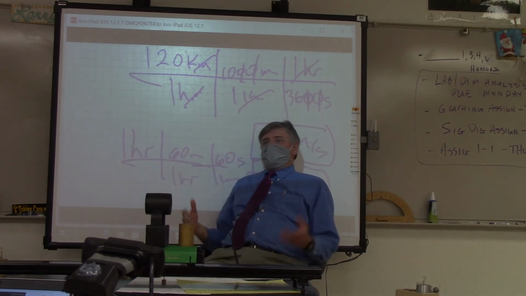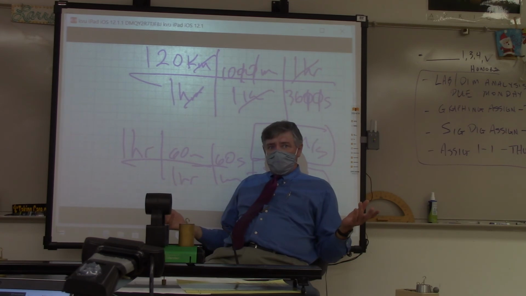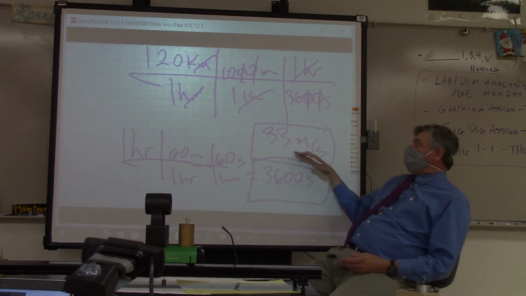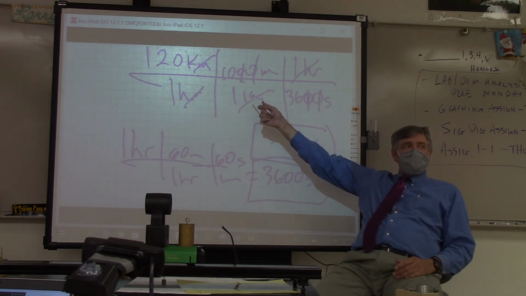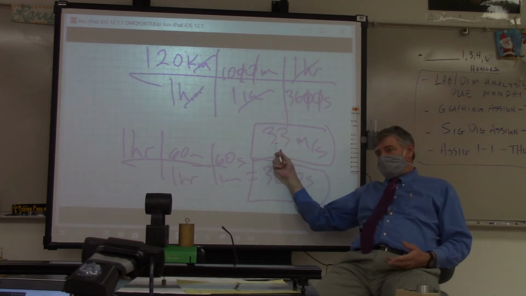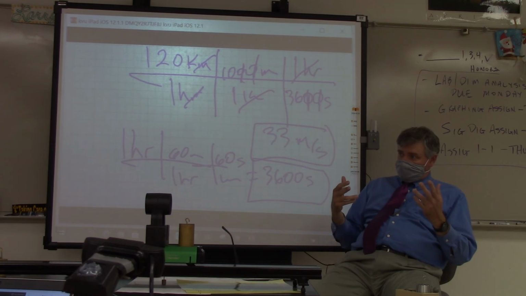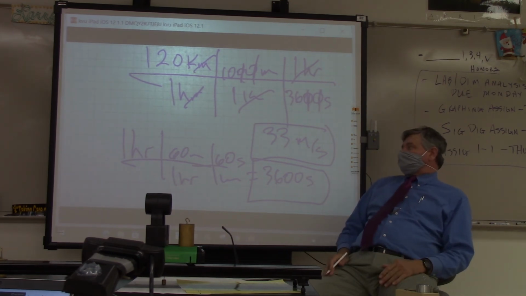How fast were you going? I was going about 120, okay? So I convert this, it's about 33 meters per second. I got sketchy data, 2 significant digits. My answer can only have 2 significant digits.